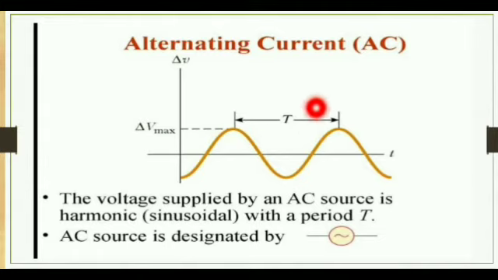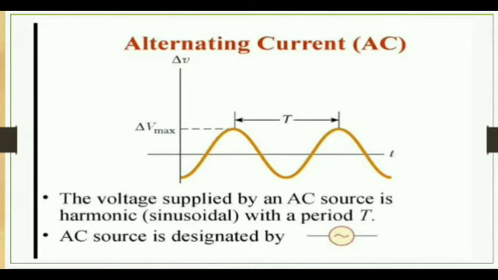See, alternating current, it has timing. When the voltage applied by an AC source is harmonic with a period, that means it is sinusoidal. It is nothing but a wave function. So the AC signal is which wave function? Sine wave function. That's why it is called sinusoidal.